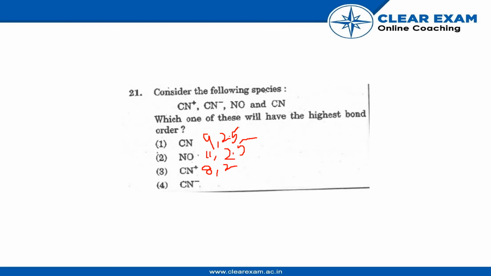Whereas in the case of CN minus, valence electrons are 4 plus 5 plus 1, that would be 10. Configuration is sigma 2s2, sigma star 2s2, sigma 2p2, and pi 2p4. So bond order would be half of 6, that would be 3, which is the highest bond order among these four.